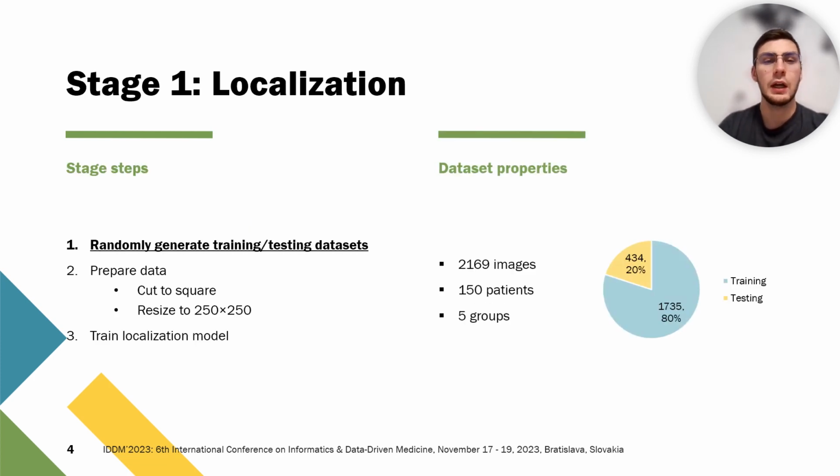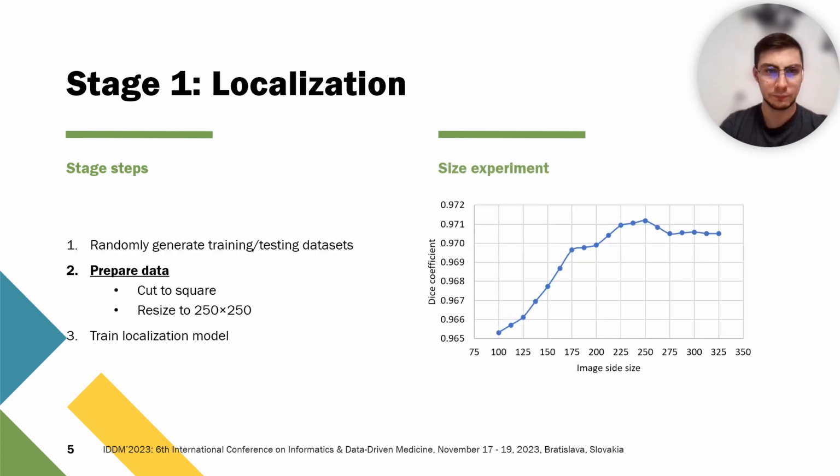The first stage is localization. For studying localization model, we use dataset which consists of 2,169 images taken from 150 patients. We split the dataset for testing and training in proportion 20 and 80. Then we prepare each image for studying.